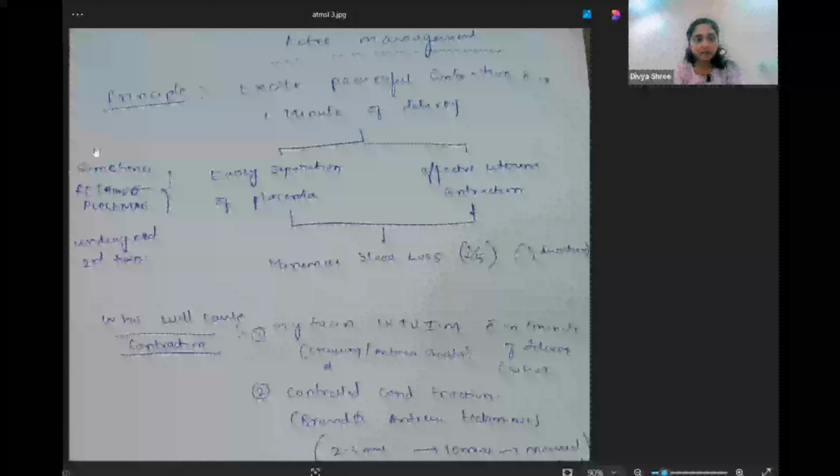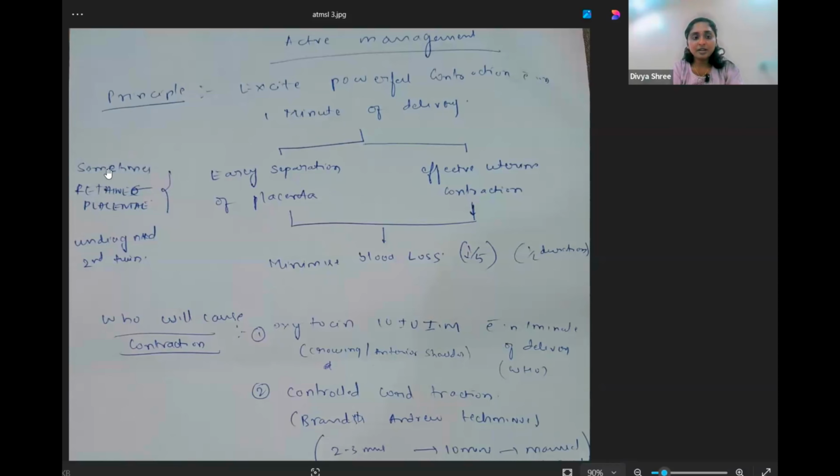What is the disadvantage? Because you are giving a contraction immediately after the delivery, sometimes the placenta might get retained. Or in a rural setting where no scans or proper obstetric facilities are available, there may be an undiagnosed twin. If you give oxytocin just after the delivery of the first baby, the second baby might not get delivered, and the strong uterine contraction might lead to fetal distress.